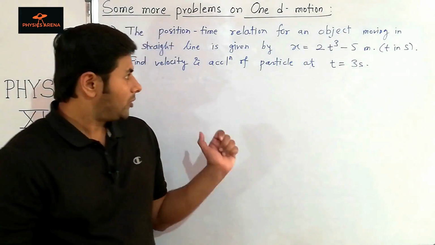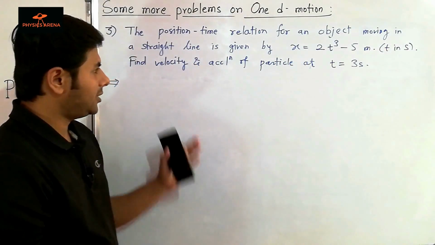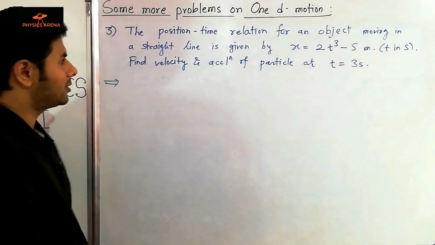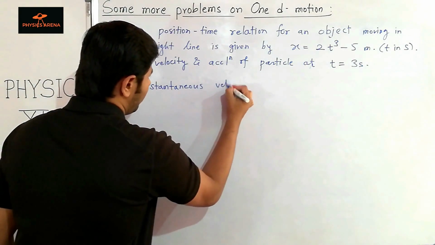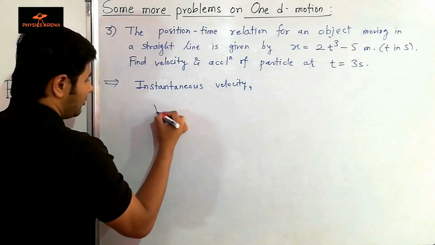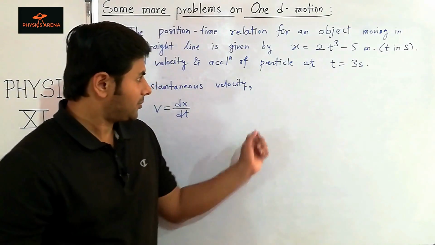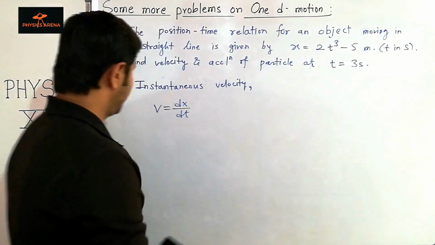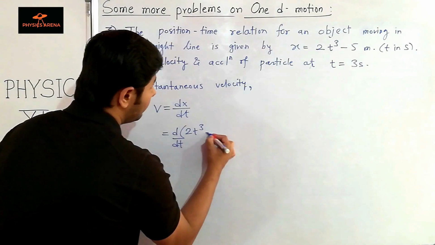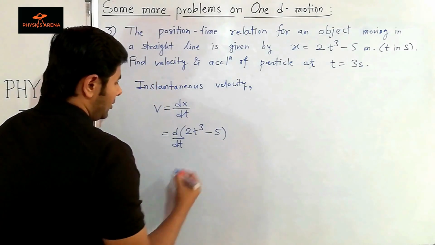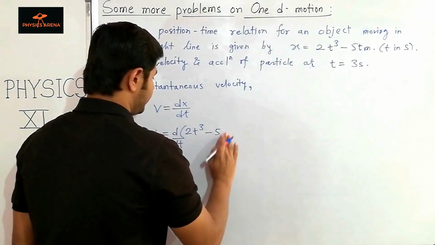Okay, so we know what is velocity in terms of position. So the instantaneous velocity is just derivative of position with respect to t. Instantaneous velocity v is given by this dx by dt. So let's substitute this formula for position. So substituting that, I get d by dt of 2t cube minus 5, and okay, instead of 5 let me take 5t here, so 5t.